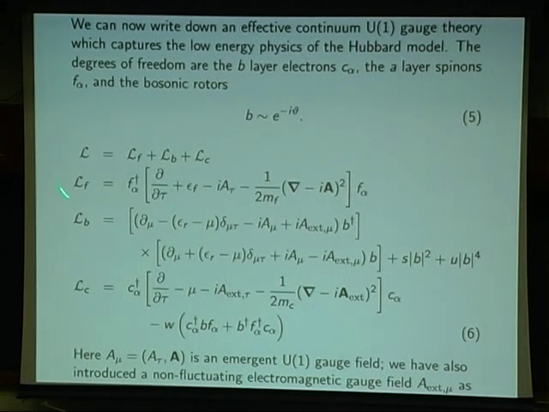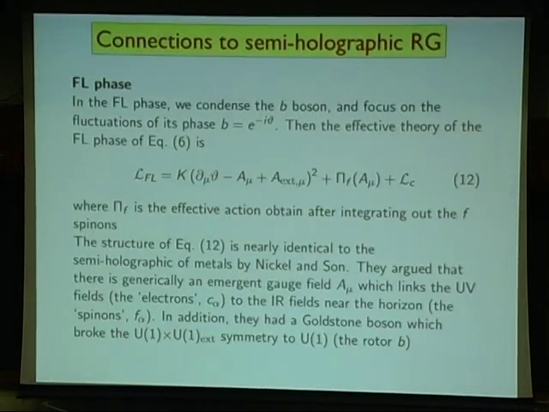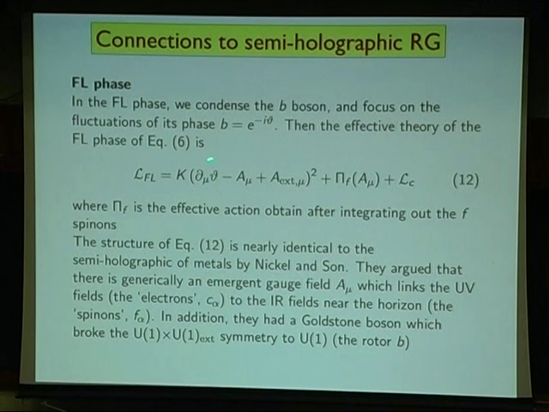And I have these F fermions and the C fermions mixed with each other. Now they mix freely because B is just a constant. So let's look at the low energy theory of that phase. The low energy theory of that phase will have just the boson. There'll be a Goldstone boson in principle, which I have to put in. And that will then couple diagonally to both U1s.